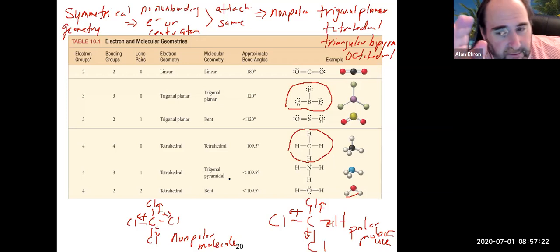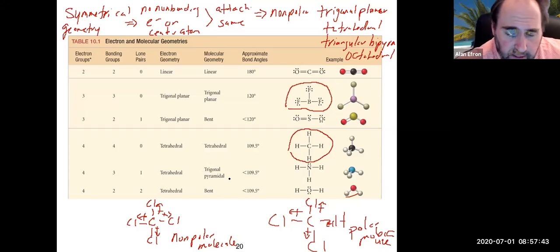So that's a quick way you could determine molecular polarity, usually pretty accurately. Like anything else, there are probably some exceptions that pop up, but probably 9 times out of 10, or maybe even more than that, you'll get the right answer by thinking about it that way.